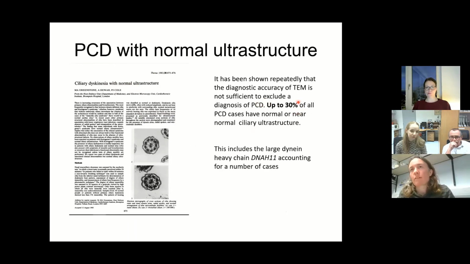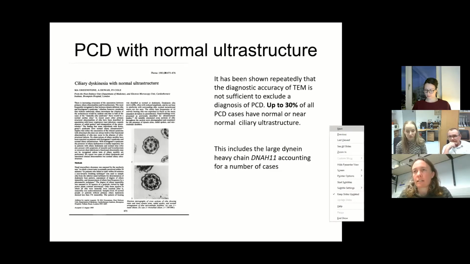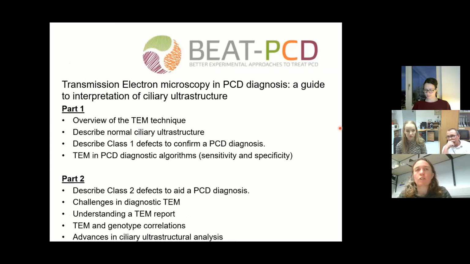That can occur in up to 30% of cases, and I think we're learning about more and more cases that have normal ultrastructure as genetics is advancing. The largest cause of that is the dynein heavy chain DNAH11, which is the second most common PCD gene. So it's really important to always remember when you're doing electron microscopy that if you get a normal result, that doesn't exclude a diagnosis of PCD, and other tests need to be done, especially if there is a very strong clinical history for that patient.